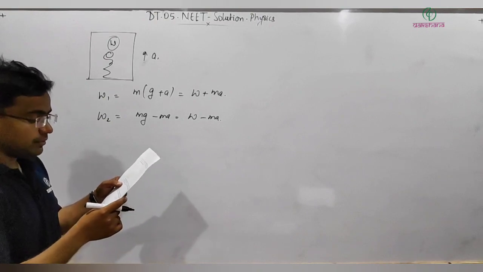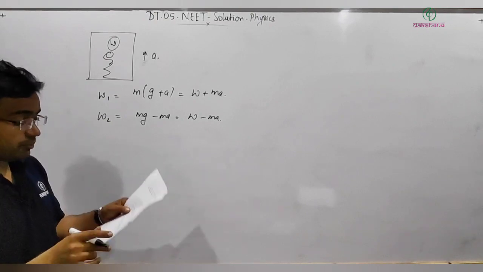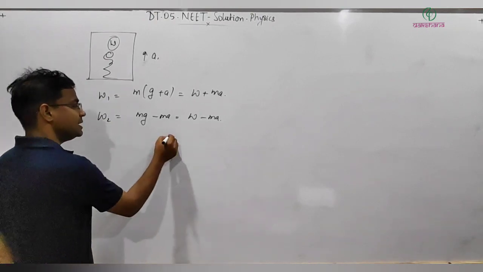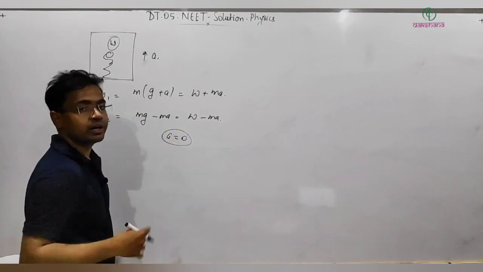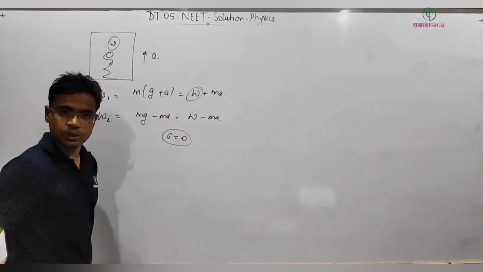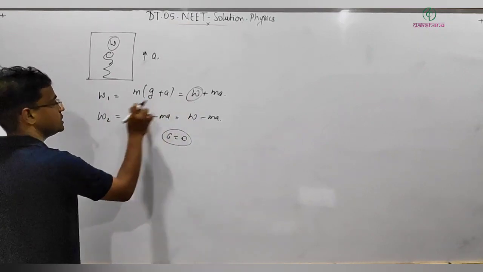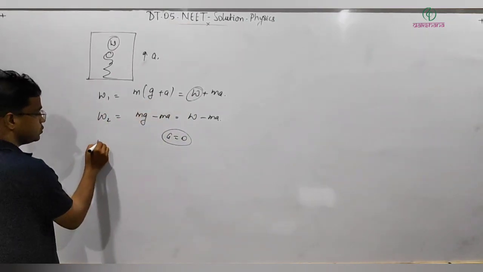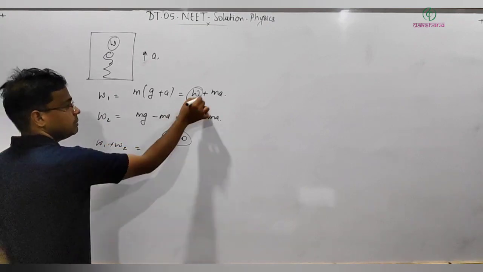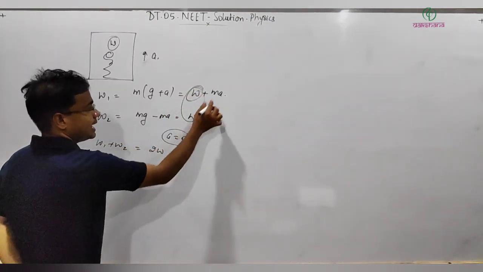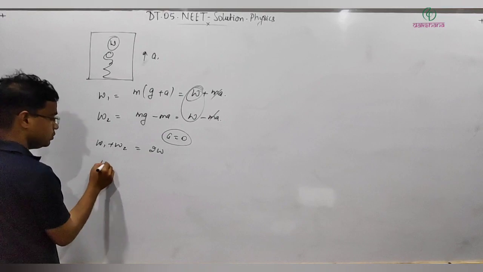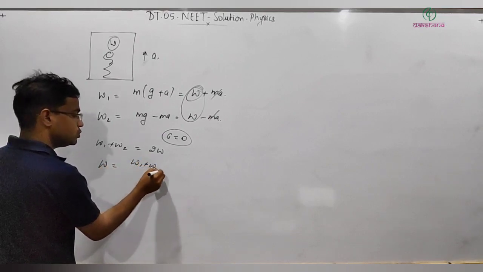Okay, the weight of the person when the lift moves up with constant speed. Constant speed means acceleration is equal to 0. What will be that weight? So that weight will be equal to W. So then from these two equations we need to calculate W. Then what we can do? Just simply adding these two, W1 plus W2 will be 2W, and the plus and minus terms cancel out, so W is equal to W1 plus W2 divided by 2.